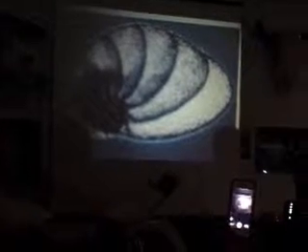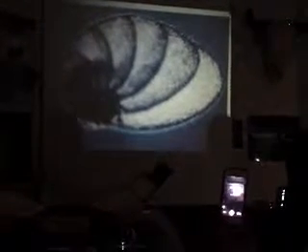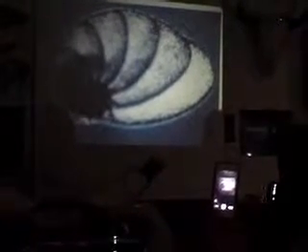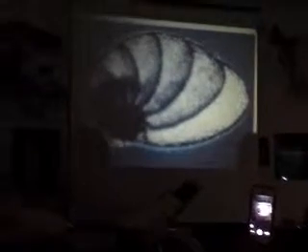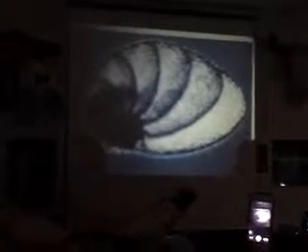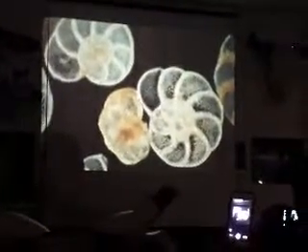Radiolarian or foraminifera? This is a foraminifera. Looks like a snail shell. Foraminifera again. How about that? Just saw that today.